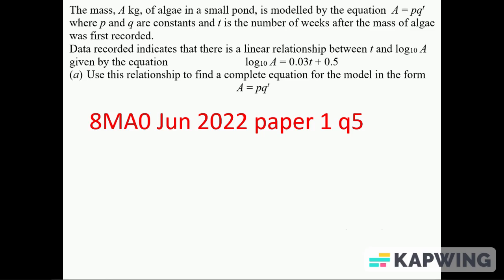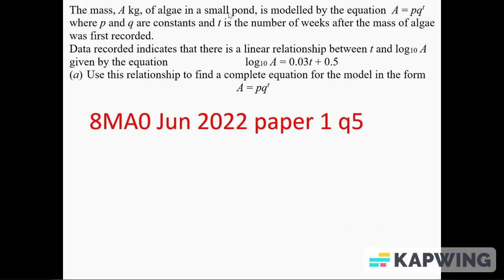Right, got the AS paper 2022, question 5. This is the sort of non-linear relationship. So this is actually an exponential relationship because you've got the T up the top. We've got it as a log equation there.